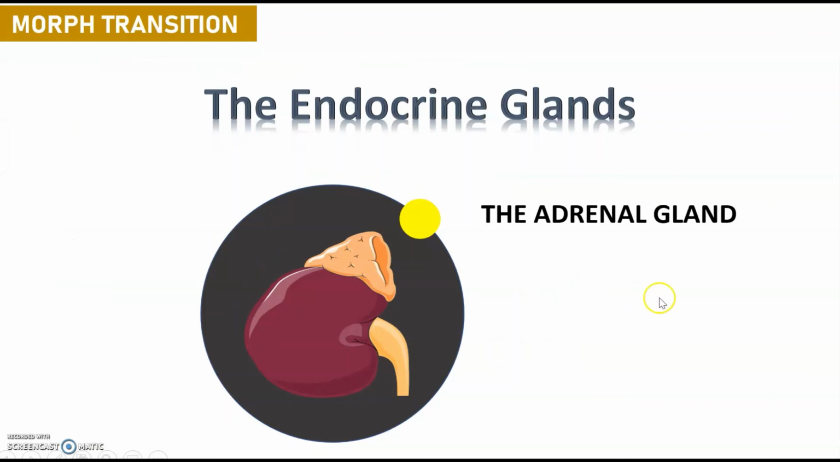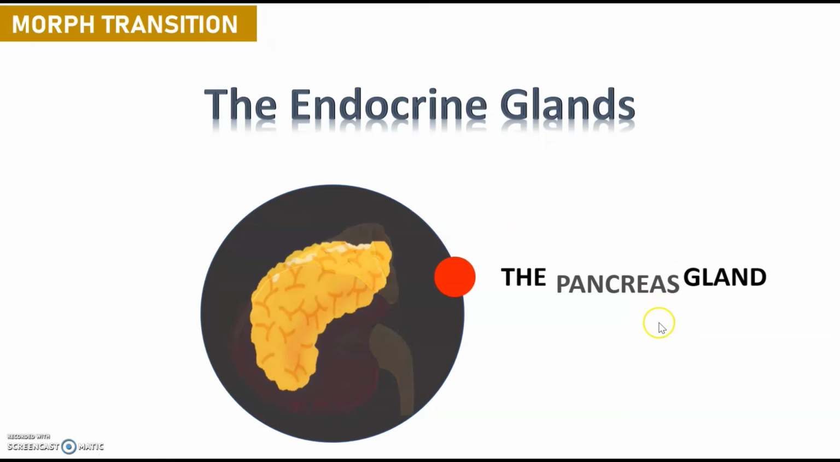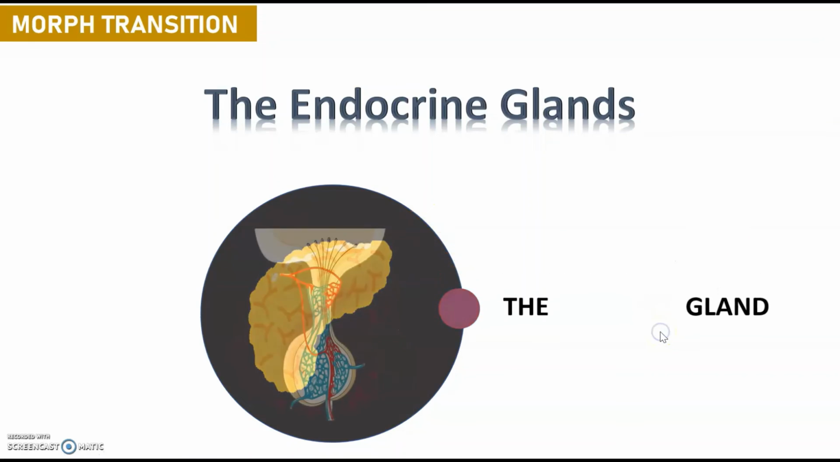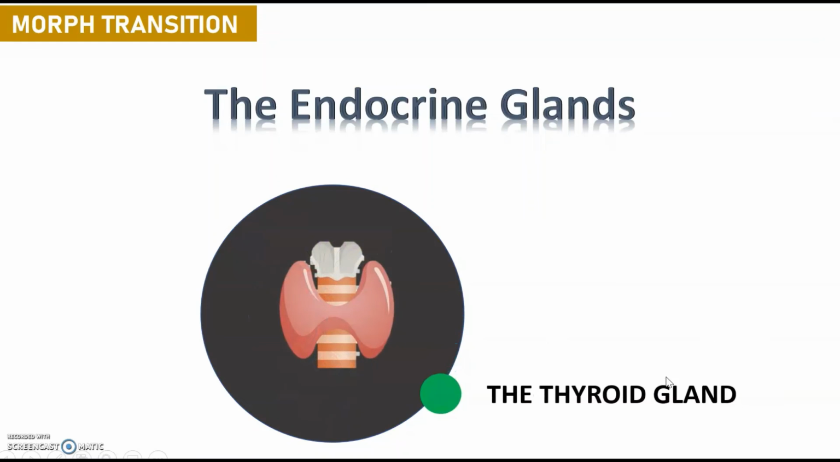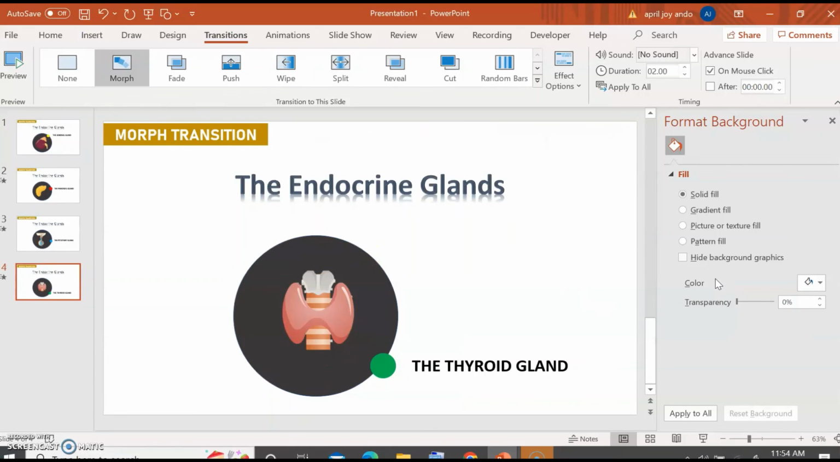So the endocrine glands will start off with the adrenal gland. Second is the pancreas. Third is the pituitary gland. And the last one is the thyroid gland. So you can actually do this on your class. If you want to add more of the endocrine glands, because there's more, you can do so. So this is one way to engage your students in your lesson. So it will make the whole lesson discussion more interesting for them.